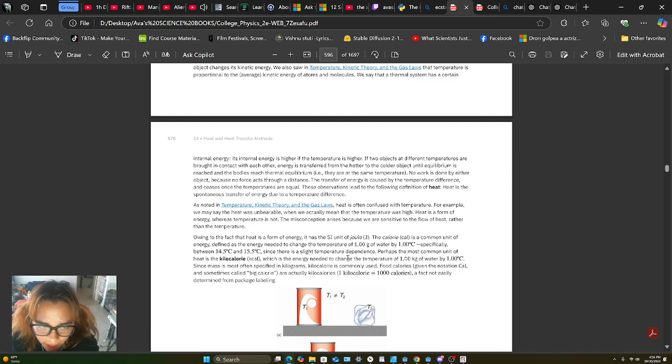No work is done by either object because no force acts through a distance. Really? No force? I'm not going to overthink it. The transfer of energy is caused by the temperature difference, and ceases once the temperatures are equal.